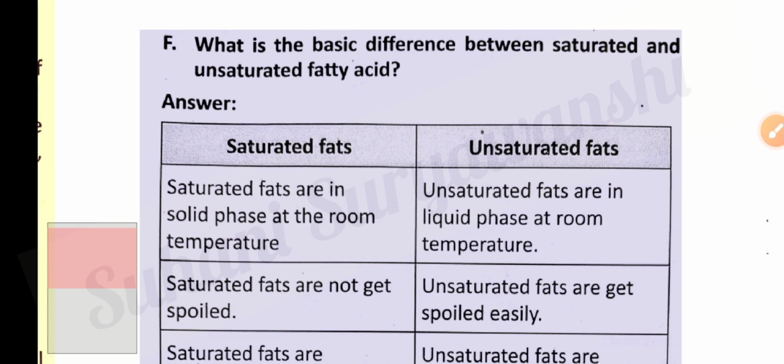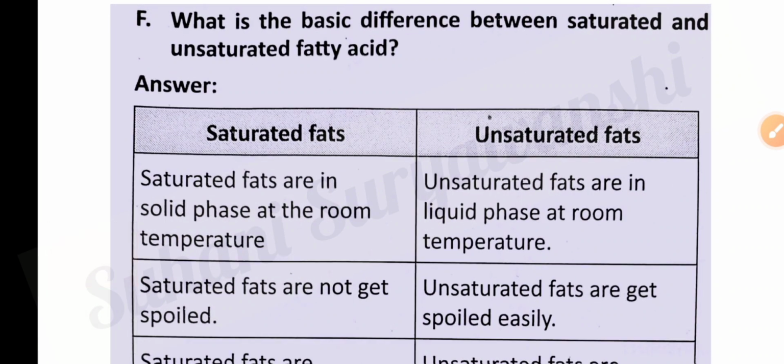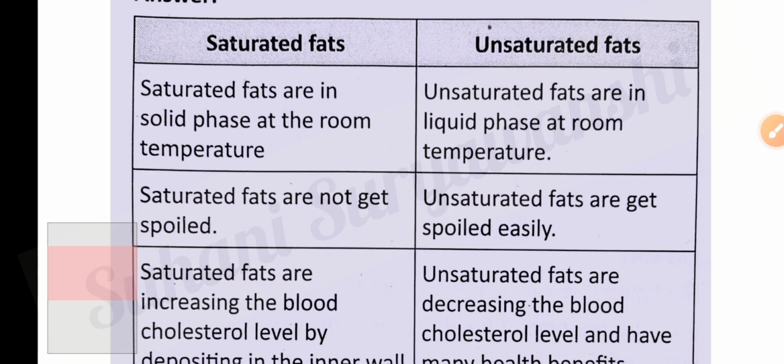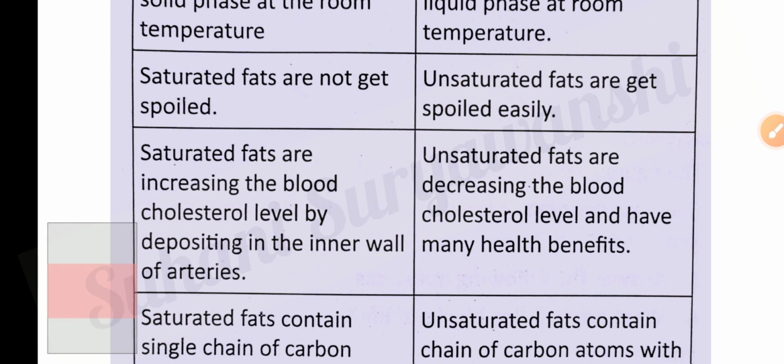Next, what is the basic difference between saturated and unsaturated fatty acid? So saturated fats and unsaturated fats. Saturated fats are in solid phase at the room temperature. Unsaturated fats are in liquid phase at room temperature. Next, saturated fats do not get spoiled and unsaturated fats get spoiled easily. Saturated fats increase the blood cholesterol level by depositing in the inner wall of arteries. Unsaturated fats decrease the blood cholesterol level and have many health benefits.